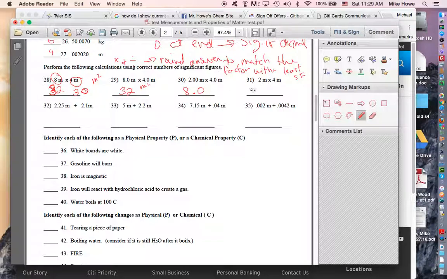Now 2 times 4 is 8 again. But 2 only has 1 sig fig, and 4 only has 1 sig fig, so 8 is okay here for an answer. And again, the units are square meters, because meters times meters is meters to the second power.